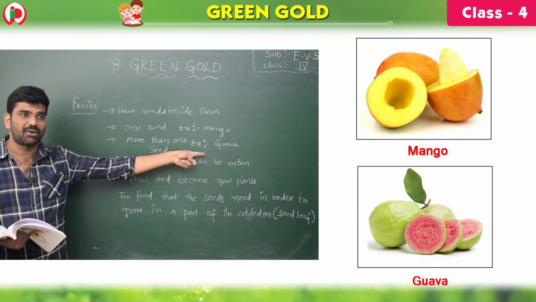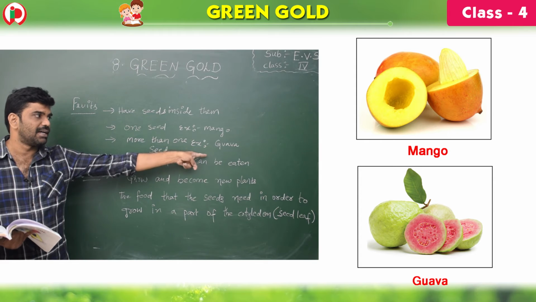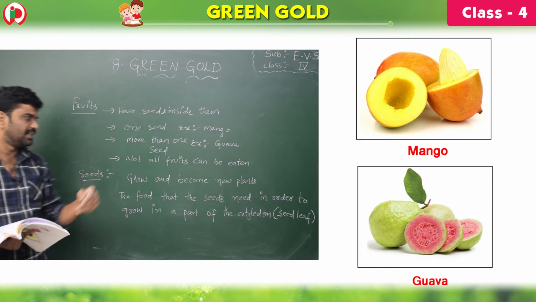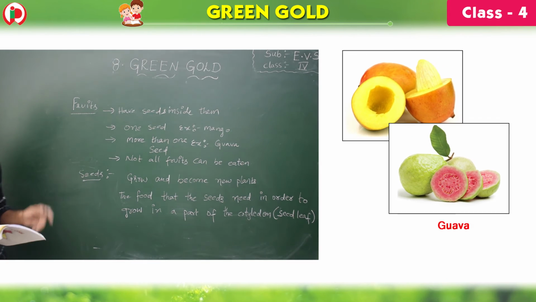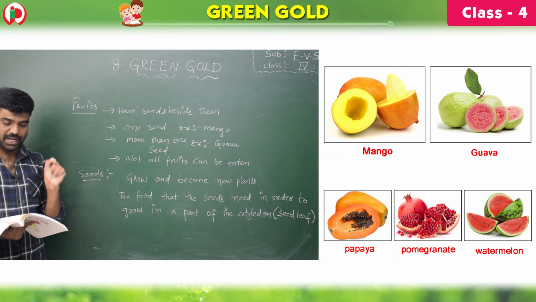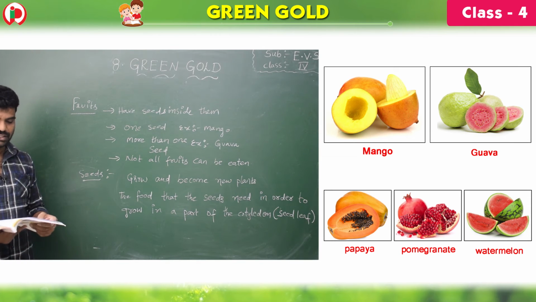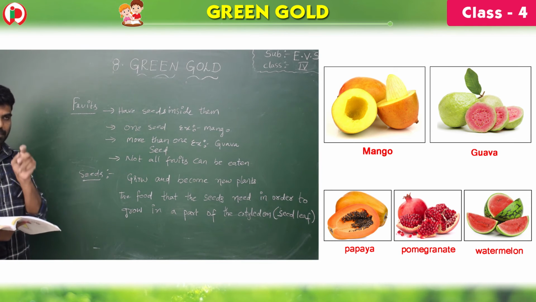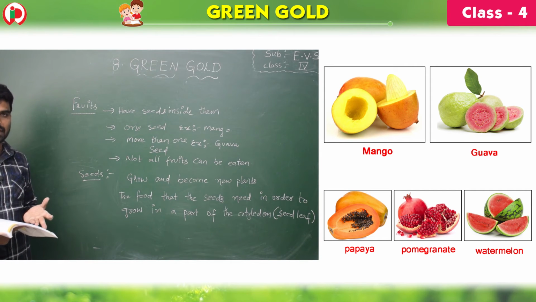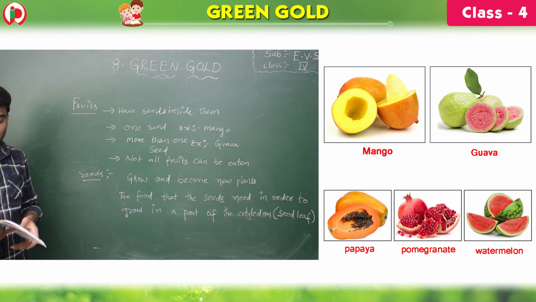Guava. Children, do you like guava? Yes, guava has more than one seed. Here, see here. But papaya, pomegranate, watermelon, etc. have lots of seeds. Children, do you know papaya? Yes, papaya has lots of seeds. Pomegranates also have lots of seeds. We eat only the pomegranate seeds. And watermelon also has lots of seeds.